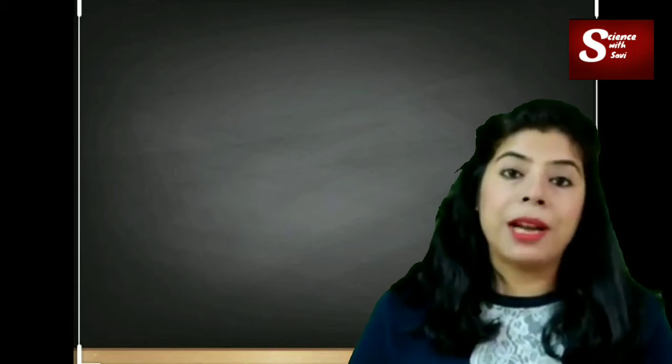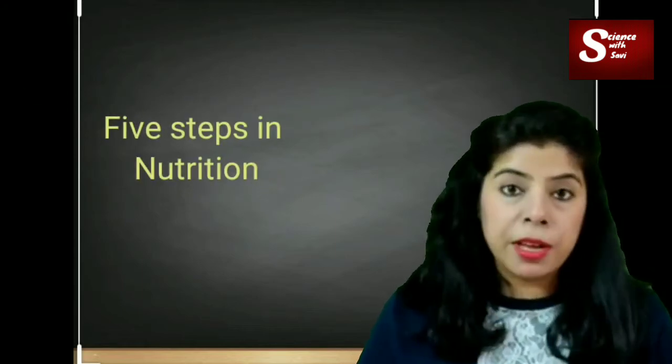We studied about holozoic kind of nutrition, that is the nutrition in which the organism takes in the food and the digestion and absorption take place inside the body of the organism, and they have a proper digestive system. So animals undergo holozoic kind of nutrition, and this takes place in 5 major steps. These 5 major steps are very, very important.